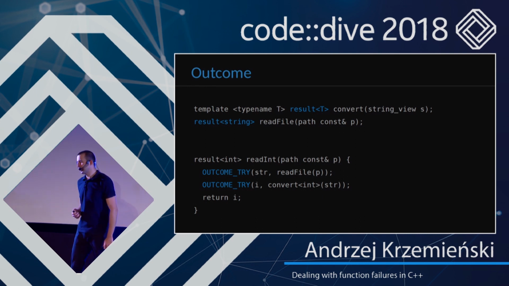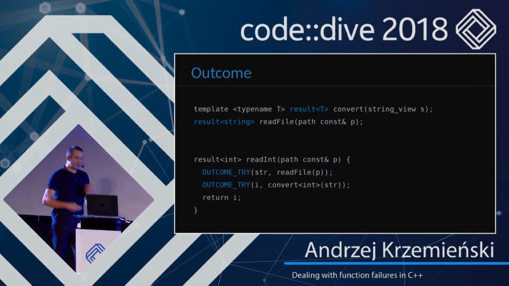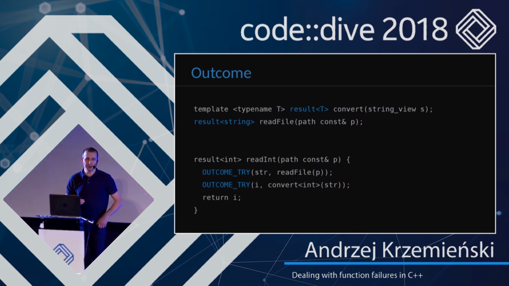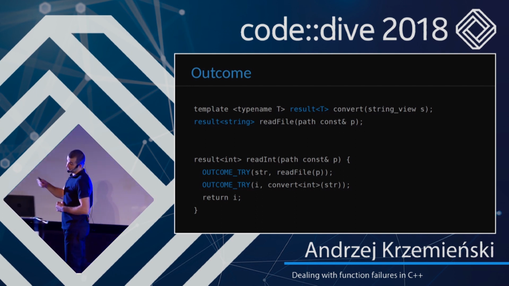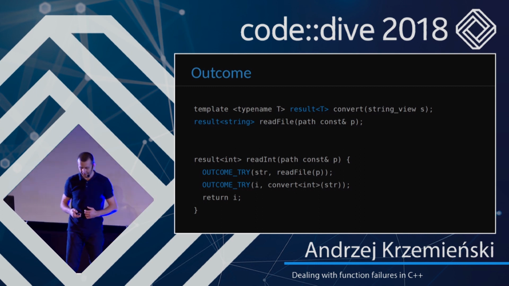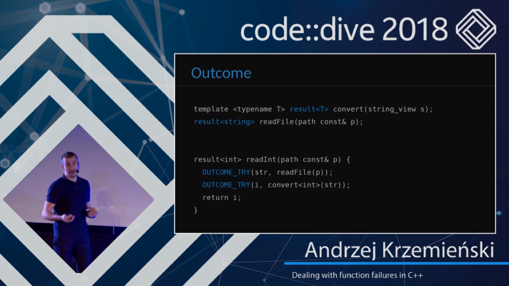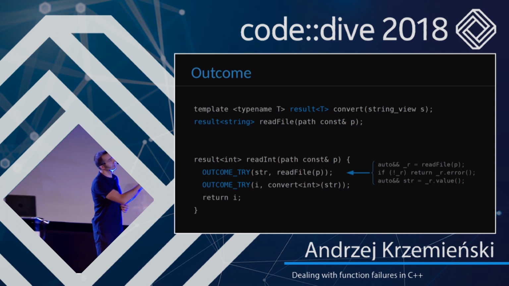But the best part of this library is that it enables you to start the cancellation cascade in a way that does not require any RTTI or handlers. Suppose all your functions in the call chain use this result of T. I need to read an int from a file. This means I will have to read a string from a file, which can fail, and then I need to convert it to int, which can fail also. If all those return result of string, result of int, I can use this macro, which is a control statement behind the scenes, which works more or less like this.